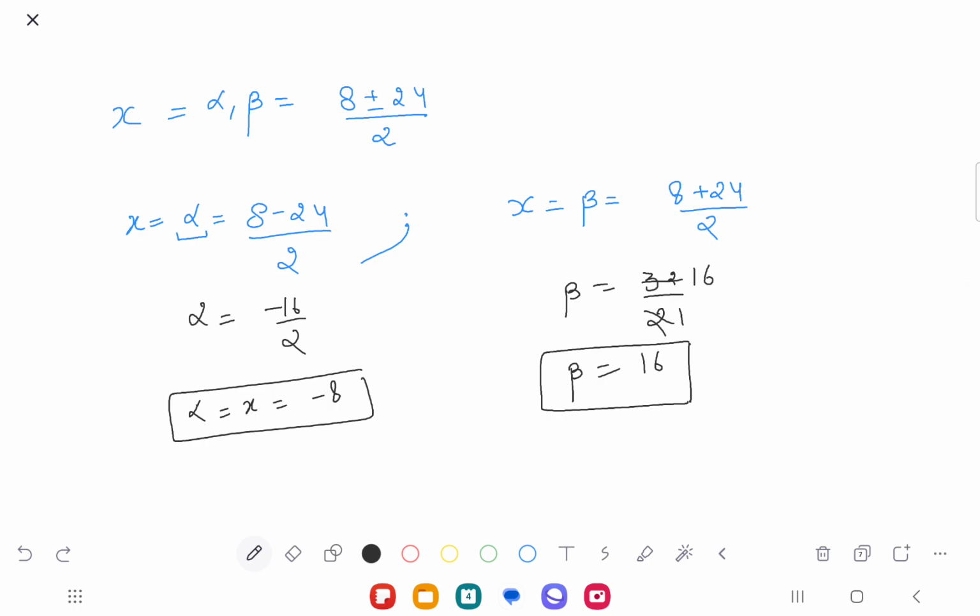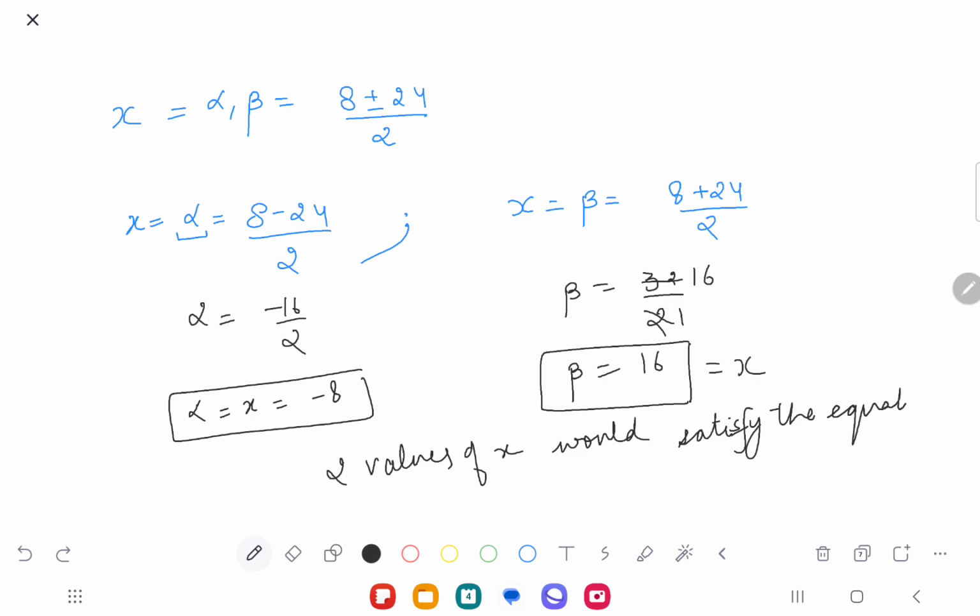All right. So we have two values of x in this equation. One would be minus 8 and one would be 16. So two values of x are going to satisfy the equation. That's how we solve the quadratic equation and find the two values of x, because for every quadratic equation, two values of x would satisfy the equation. Any doubts in that? All right, that's how the question would be. Very simple.